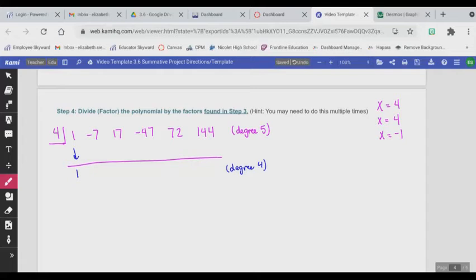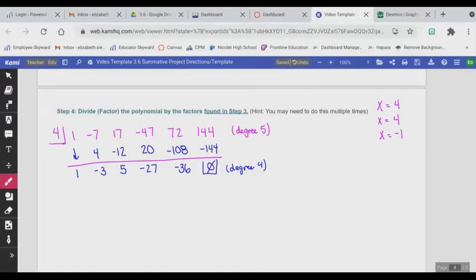Some of the numbers might get a little big to do in your head, so no reason not to use a calculator. So 1 times 4 gives me 4. Add straight down, I get -3. -3 times 4 is -12. Add straight down, I get 5. 5 times 4 is 20. And when I add straight down, I get -27. 4 times -27 gives me a -108. And when I add that to 72, I get a -36. And finally, -36 times 4 gives me a -144.